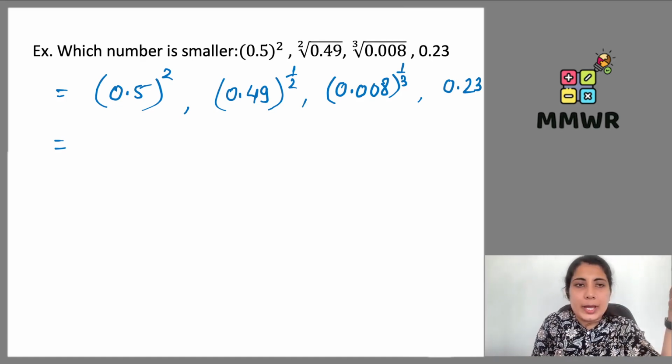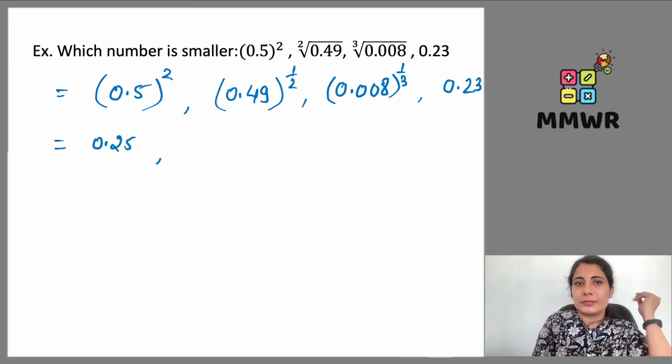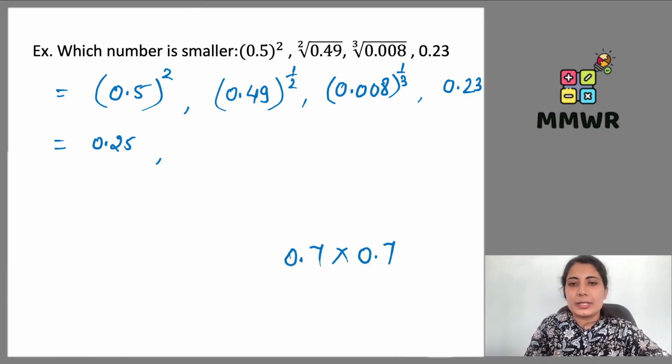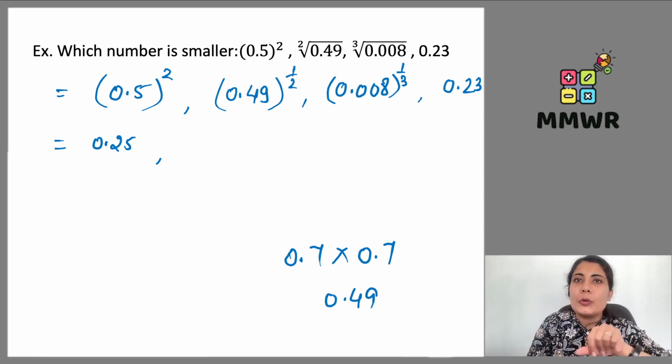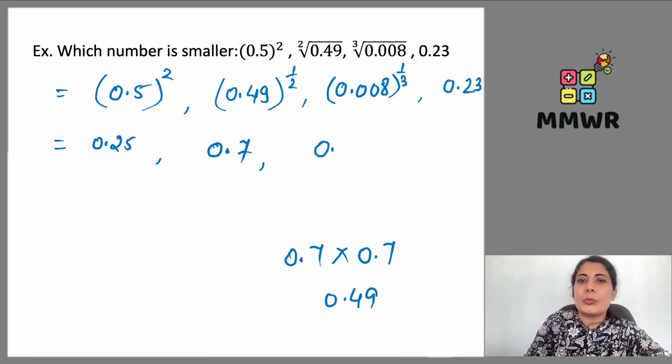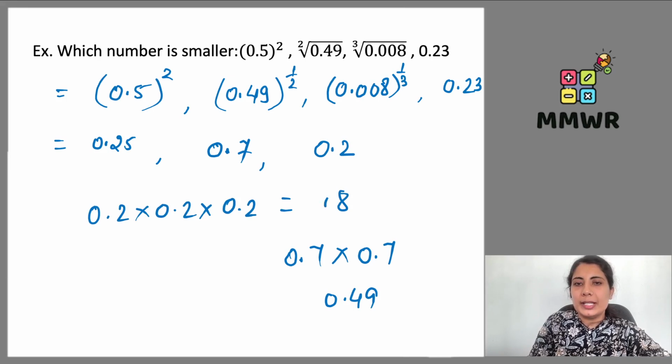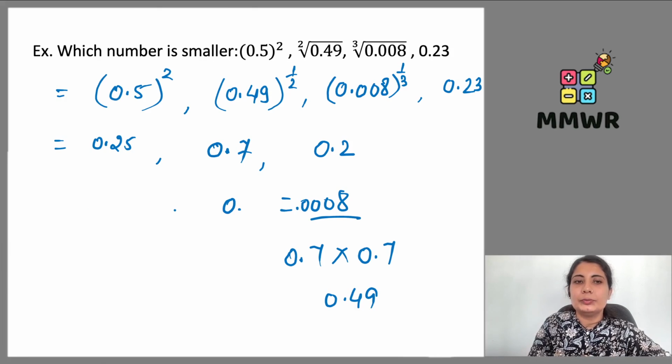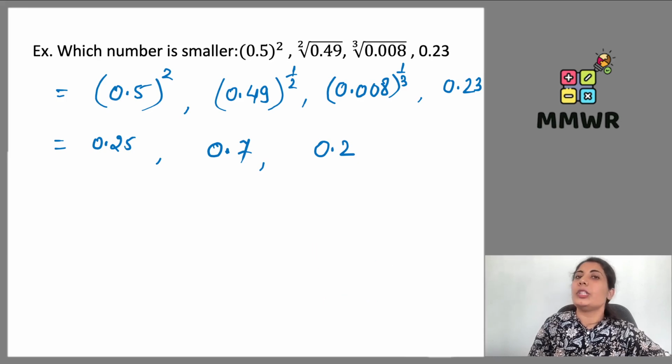0.5 that means 5 का square 25 होता है तो 0.25. 49 is the square of 7. Right? 0.7 multiplied with 0.7 gives me 0.49. So square root of 0.49 is 0.7. Cube root of 0.008 is 0.2 because when I multiply 0.2 with 0.2 with 0.2, I get 2 2s are 4, 4 2s are 8, and 3 digits should be there in the decimal part. So 3 digits 008 I have. So cube root of 0.008 is 0.2 and at the end I have 0.23.